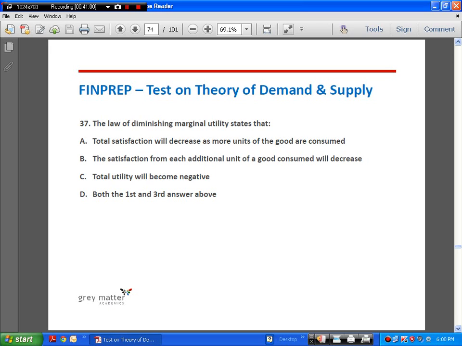37th question. The law of diminishing marginal utility states that total satisfaction will decrease as more units of the good are consumed. The satisfaction from each additional unit of a good consumed will decrease. Total utility will become negative. Both the first and third answer above. So diminishing marginal utility means consumption of additional units of a commodity yields lesser and lesser additional satisfaction. Or in other words, the satisfaction that a person derives by consuming an additional unit of a commodity will go on decreasing. Therefore, the right answer is option B, the satisfaction from each additional unit of a good consumed will decrease.